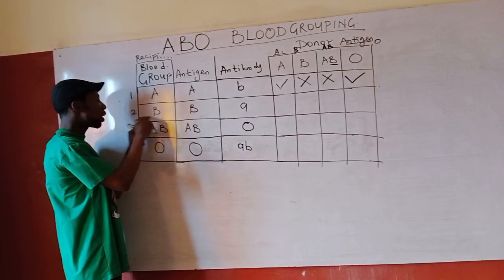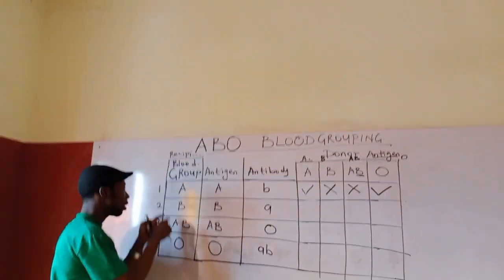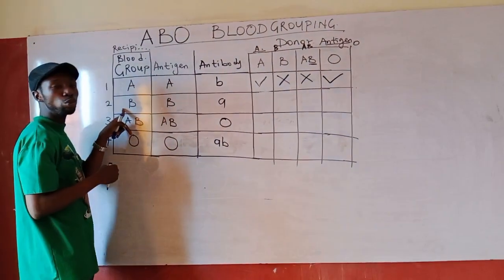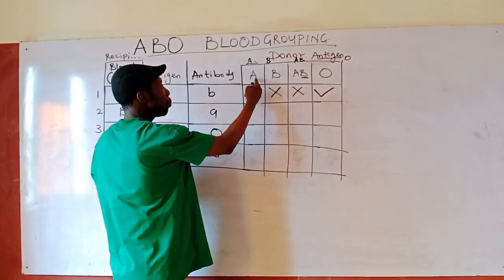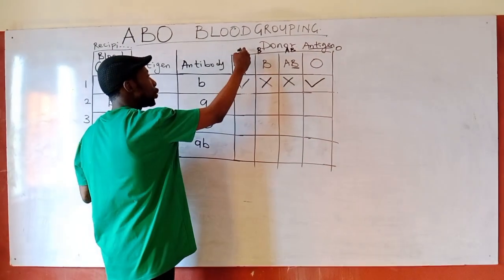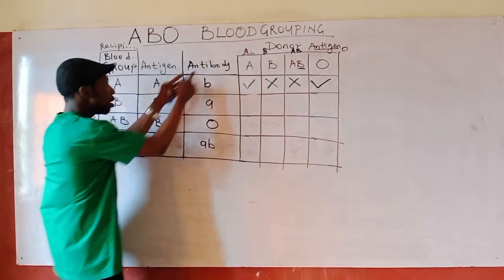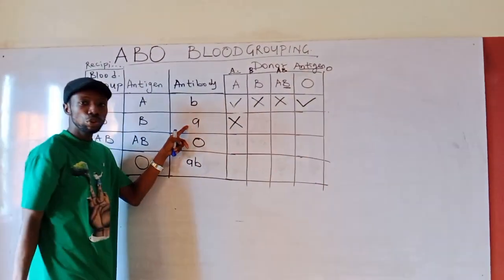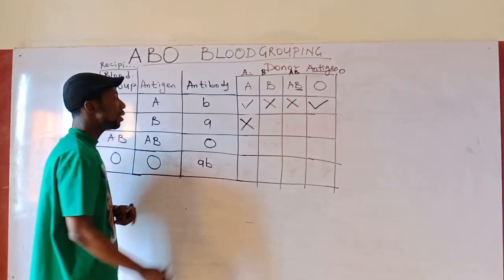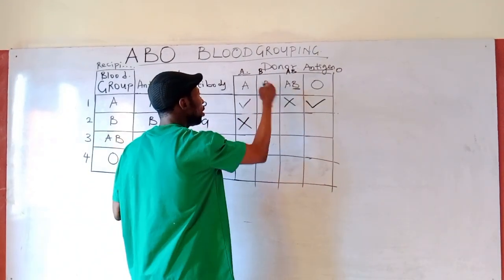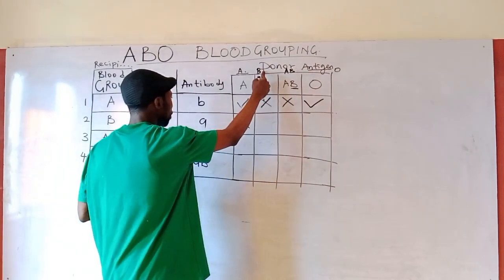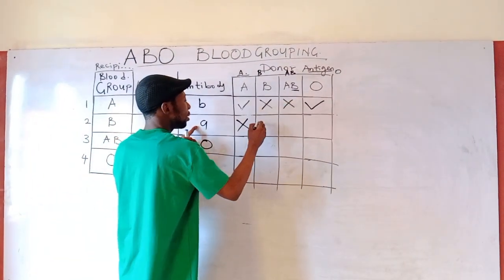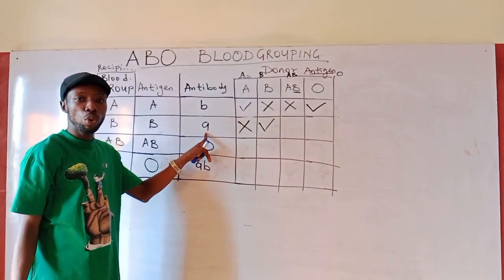Okay, now let's look at the second group here, the second recipient, blood group B, receiving blood from blood group A. Is it possible? No, because the blood group A donor has antigen A, while blood group B has antibody A. A and A are the same, so the blood cannot go. Then the second donor here, blood group B, has antigen B, while the recipient has antibody A. B and A are not the same, and the blood can go.